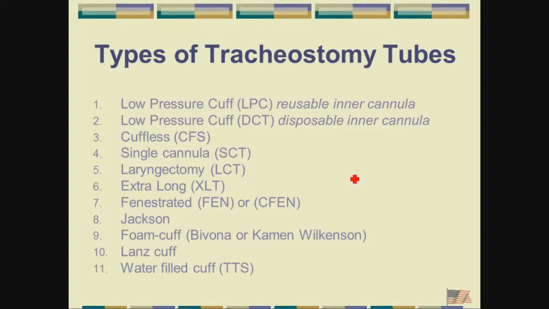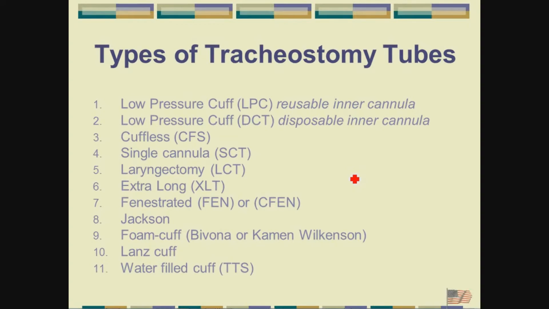It's called the low pressure cuff, and it has a reusable inner cannula. The DCT is something that is really nice, and when we go through trach care, if you encounter a place that has disposable inner cannulas, you will sing happy praises, and it's a whole lot easier. The reusable inner cannula, as the name implies, is that cannula is cleaned by someone and placed back into the patient at a later point in time.